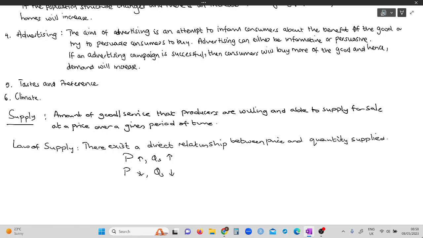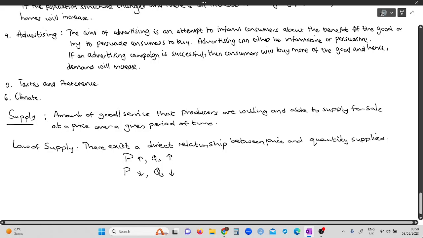Of course, you can explain, you cannot just write that the law of supply means that there exists a direct relationship. So we say that when price increases, the quantity supplied will increase, and hence, whenever there's a fall in the price of the good, the quantity supplied will fall, implying that there exists a direct relationship between price and quantity supplied. So this is basically the law of supply.